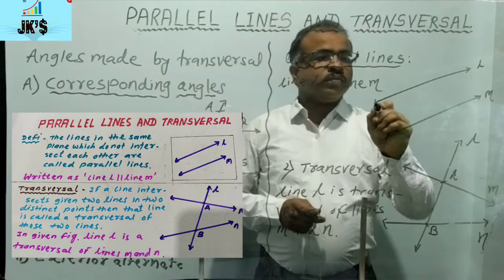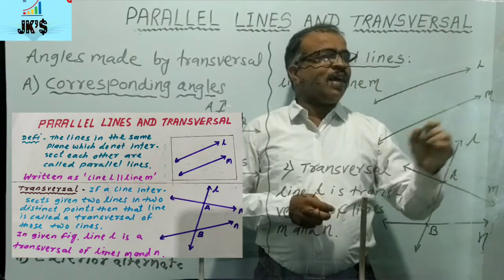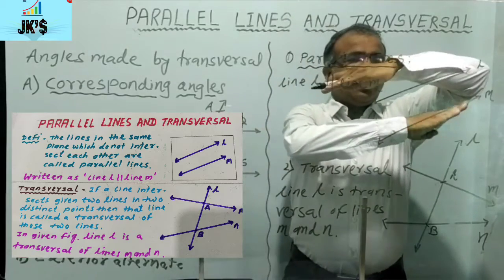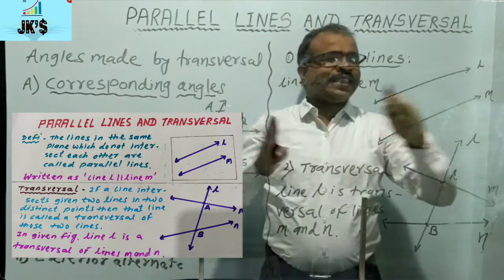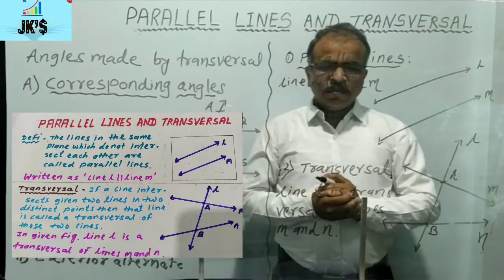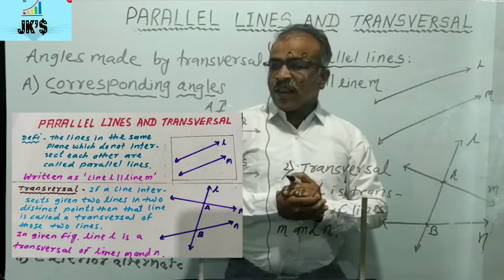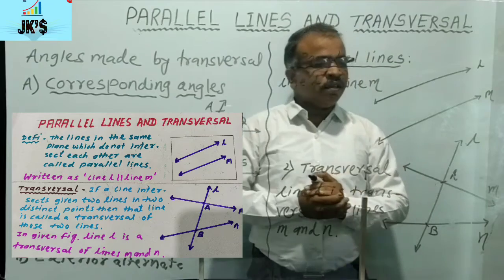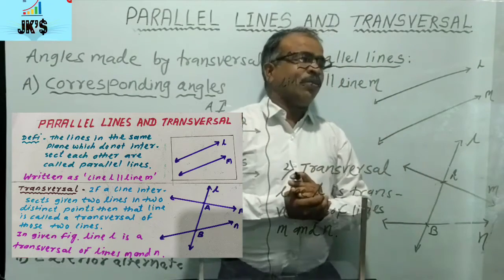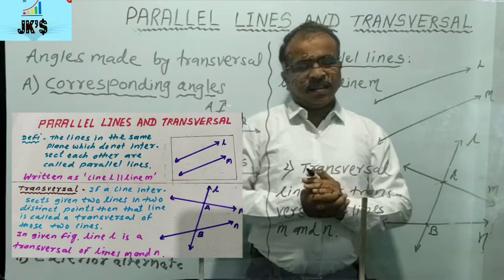suppose here line L and line M are two lines. These are the two lines. When we extend them to both sides, then what happens? Do they meet or intersect each other? Obviously no. So such types of lines are known as parallel lines.